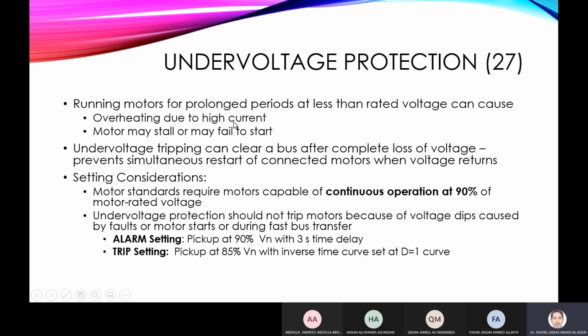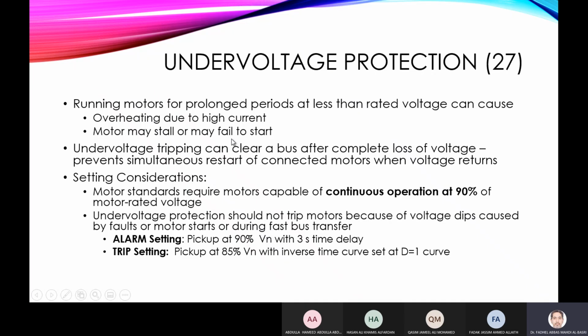When the voltage drops below rated voltage, the current will increase for the motor, because imagine the mechanical load is the same and the voltage drops. The current drawn will be higher so that you get the same mechanical power. So current will increase, and that situation will cause overheating. Similarly, at some level of under voltage, the motor can stall or even fail to start if you want to start it.